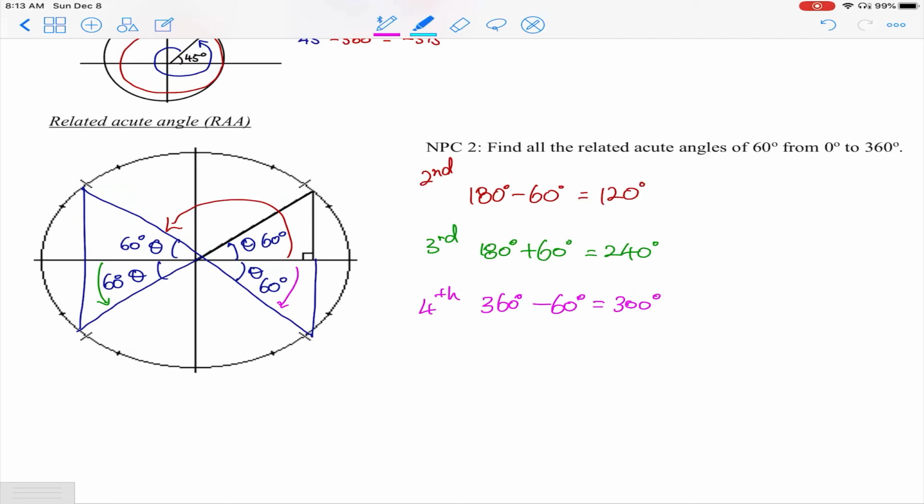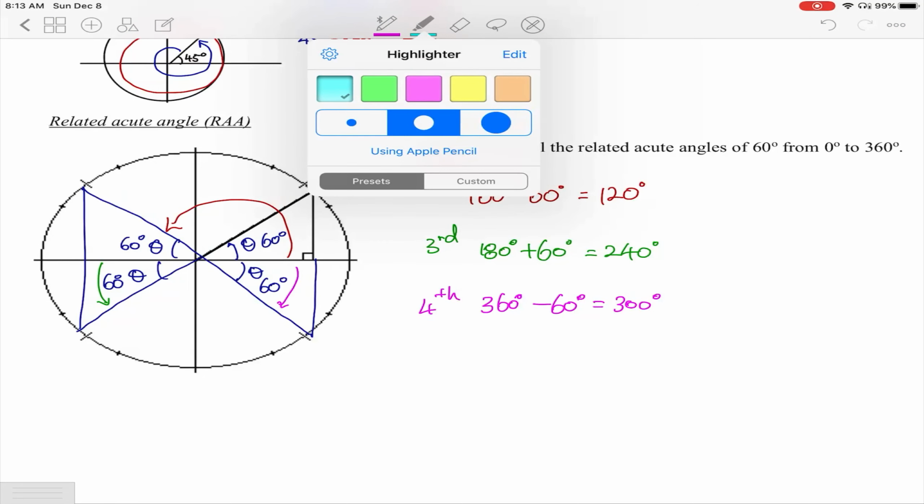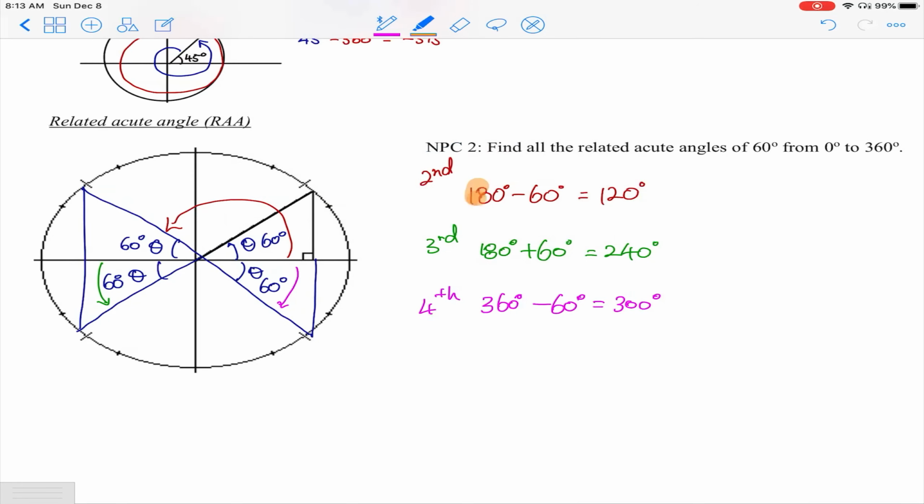So hopefully you can see that the angles that you're using to subtract or add to are 180 or 360 only. You don't use 270 or 90 because you're dealing with the angles from the x-axis only, not the y-axis. And the x-axis is the horizontal axis, which represents either the half circle or the full circle, which means then 180 degrees or 360 degrees.